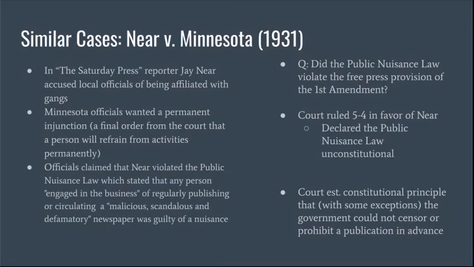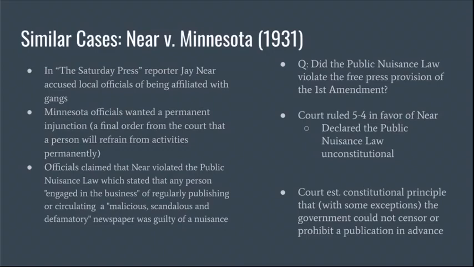So the first similar case I have is Near versus Minnesota that took place in 1931. In this case, the Saturday Press reporter Jay Near accused local officials of being affiliated with gangs. The officials in question wanted a permanent injunction, which is a final order from the court that a person will refrain from activities permanently. The officials claimed that Near violated the public nuisance law, which stated that any person engaged in the business of regularly publishing or circulating malicious, scandalous, and defamatory newspaper was guilty of nuisance.